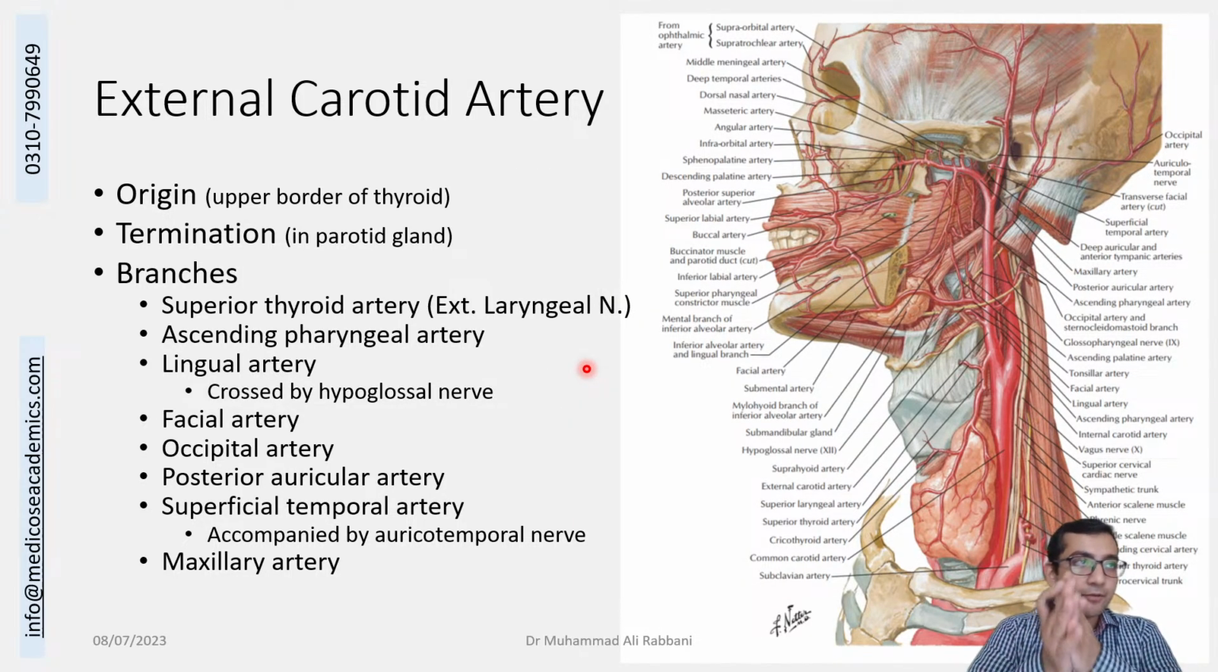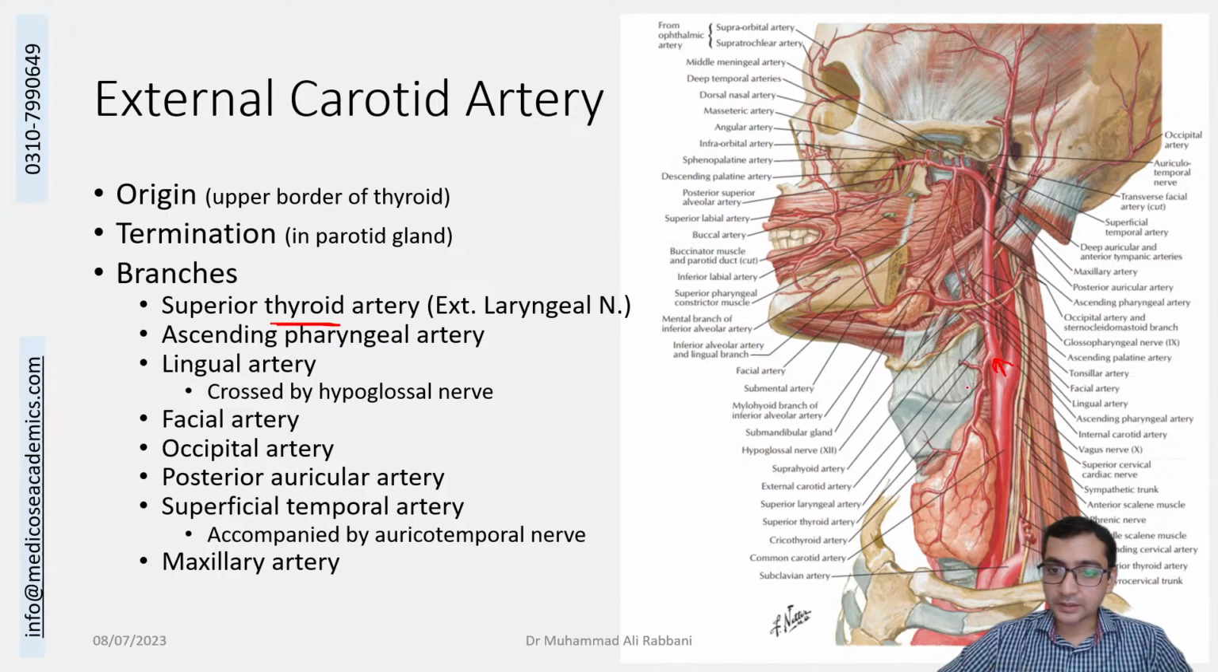Okay, this is a little heavy picture. I don't want you to go through it all at once. Let me break it down a little for you. I just want to discuss the branches of these branches. So first, let's talk about the superior thyroid artery. Here, the superior thyroid artery is originating from the external carotid artery.